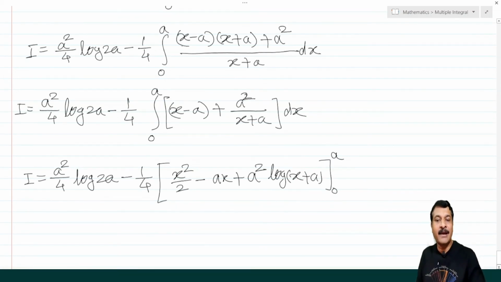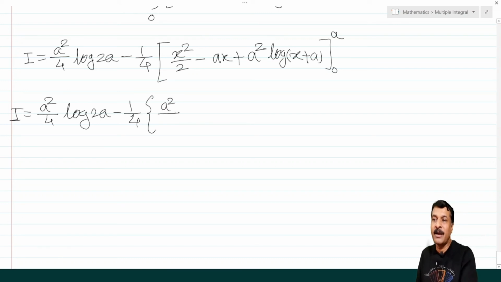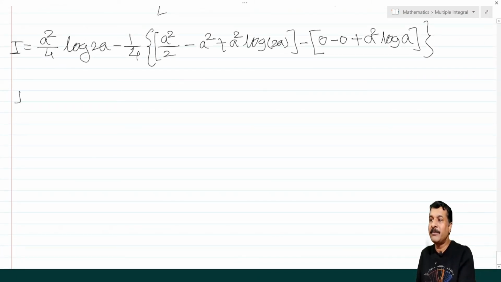So put now there upper limit minus lower limit. So I replace by upper limit then lower limit remaining as it is. So minus 1 by 4 inside it is a square by 2 minus a it is a square plus a square log a plus a means 2a minus lower limit it is a 0 minus 0 because x is lower limit 0 plus a square log of 0 plus a means log a. Simplify, it will be your final answer.